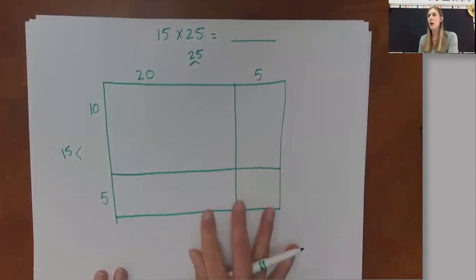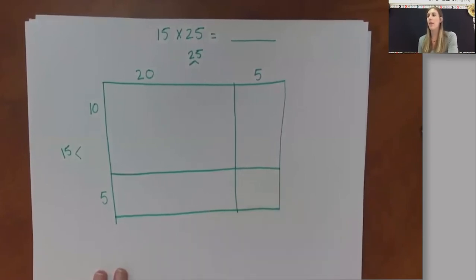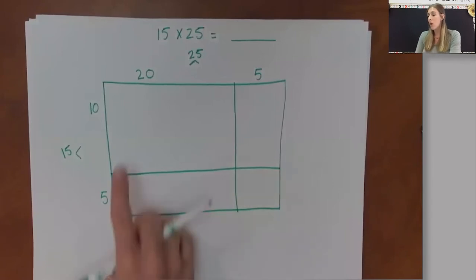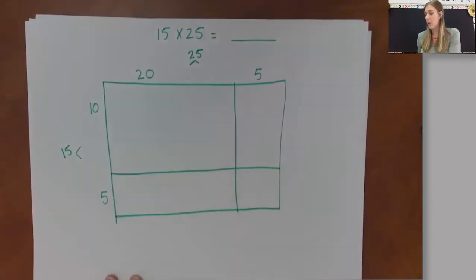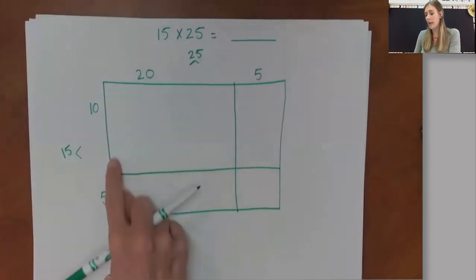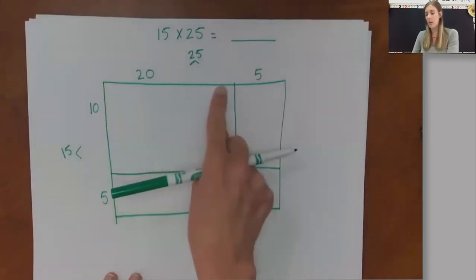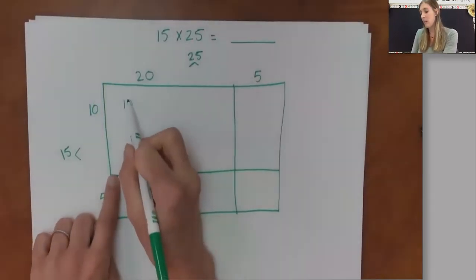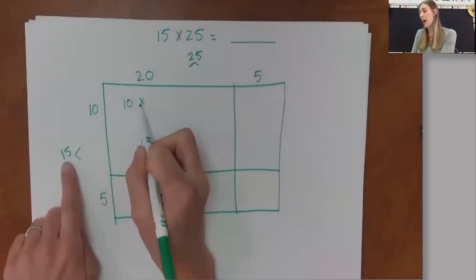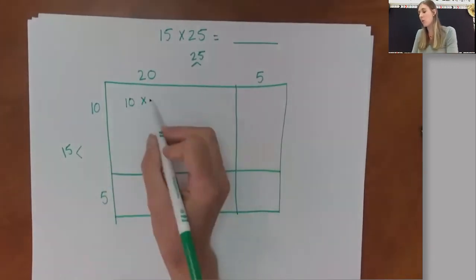Do you see how this looks like our model of Justin's playground earlier? So now we need to find the area of each smaller rectangle. These are called partial products, because we're finding the product of two numbers that are parts of our original numbers. So let's start with our largest rectangle. We need our length times our width. So we're going to use 10, part of our 15, and multiply it by 20, part of our 25.